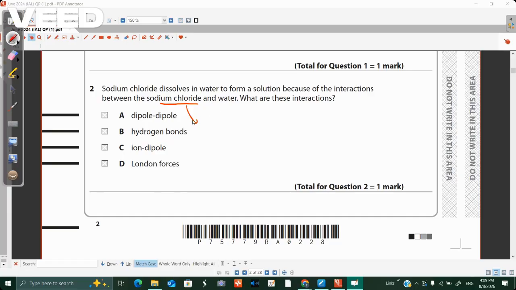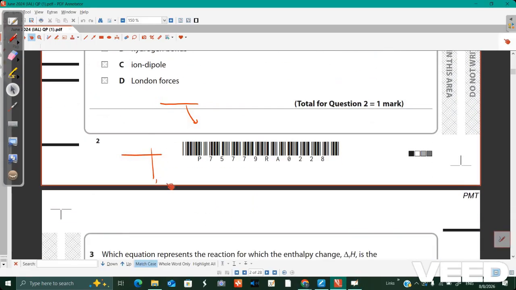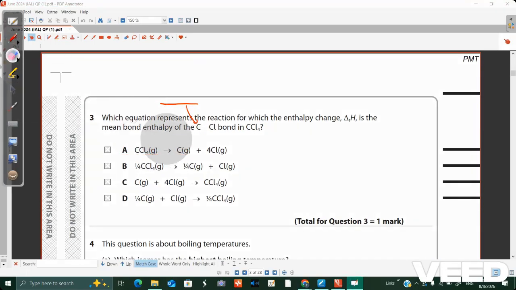Sodium chloride and water. So hydrogen bonds are between water molecules, right? But between ions and water molecules, it's ion dipoles, right? Ion dipoles means water molecules have permanent dipoles. These dipoles are very strong, so therefore we are calling them hydrogen bonds. So it is ion dipole interactions, right? So answer is C. Next one.